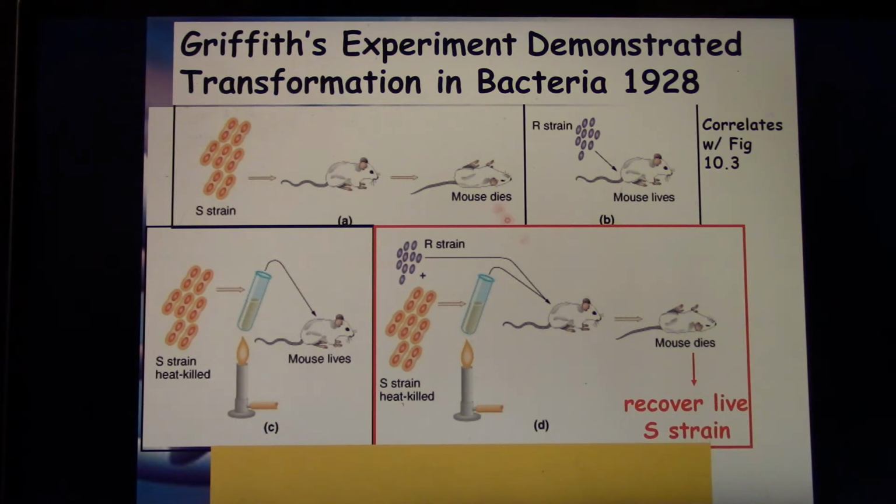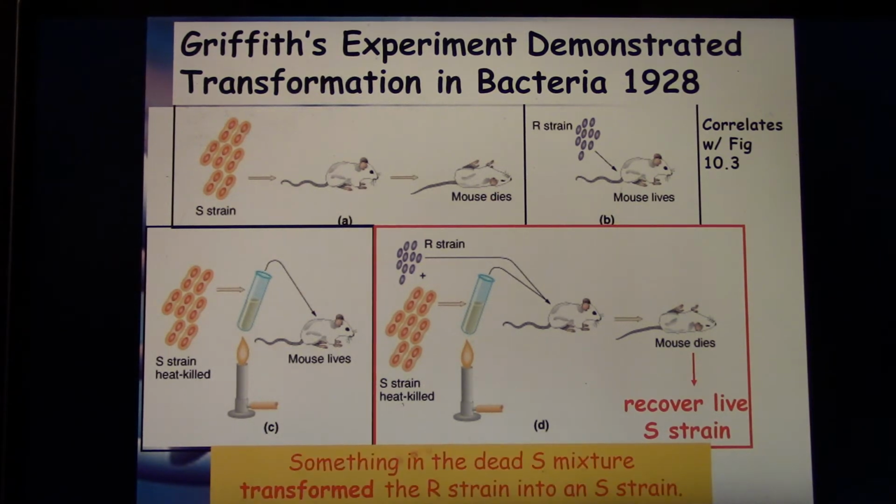And that's when he said, something in the dead S mixture transformed, or basically changed, the R strain into S strain. And what was that something? He did not know, so he called it the transforming principle.